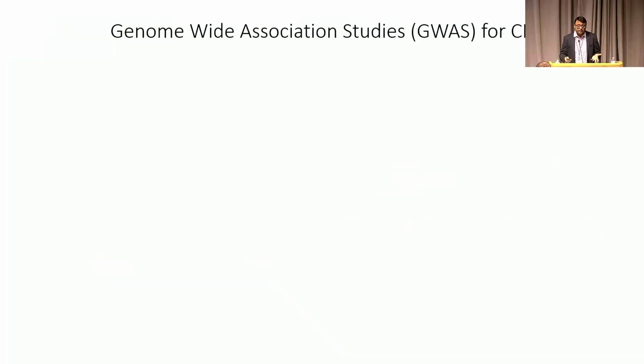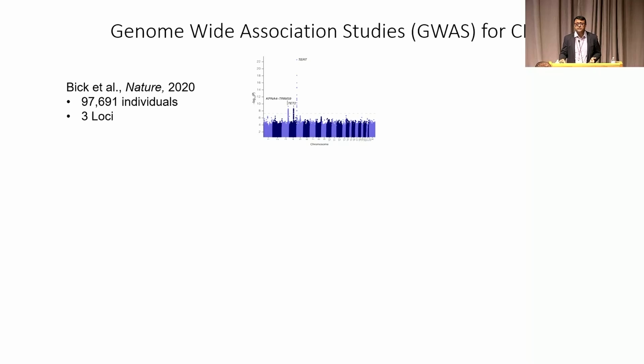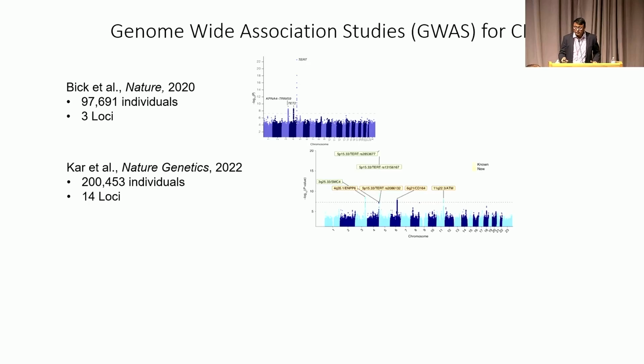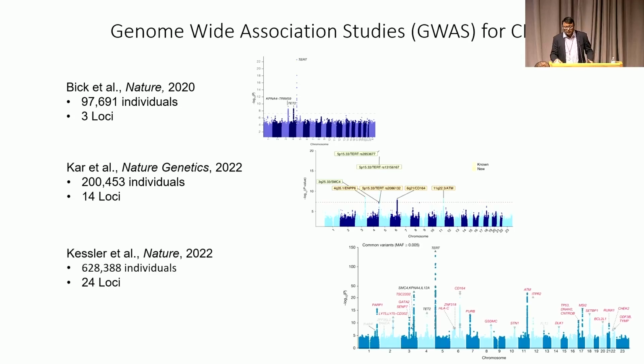Are there GWAS studies done on clonal hematopoiesis? Yes, we were involved in one of the first GWAS studies done on clonal hematopoiesis. It was done in 97,000 individuals, and this study identified 3 germline genetic risk loci that are associated with CHIP. Soon after that, 2 additional GWAS studies have been done. Right now, we have about 24 genetic loci that have been identified, with the largest study containing 600,000 individuals.